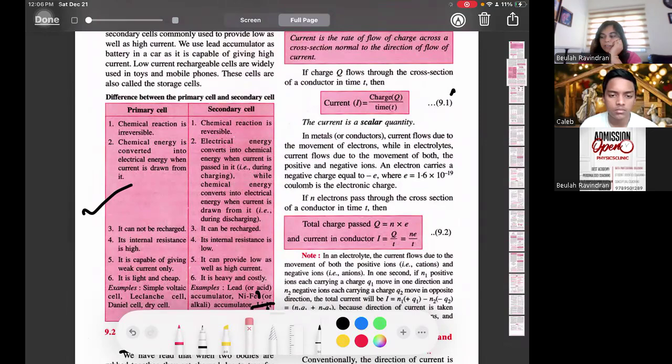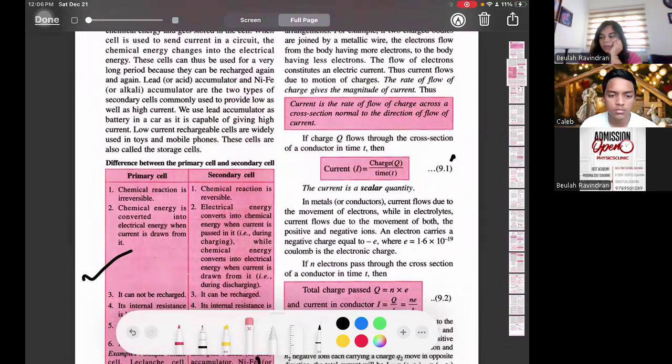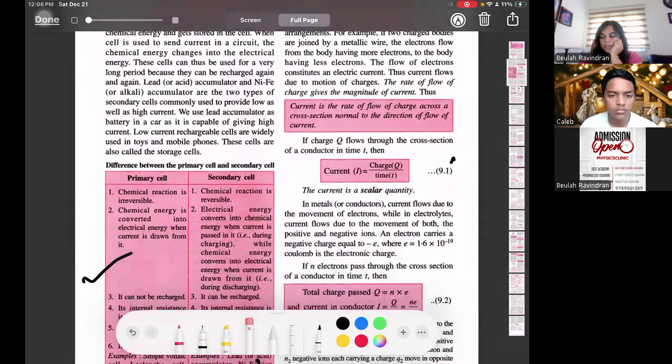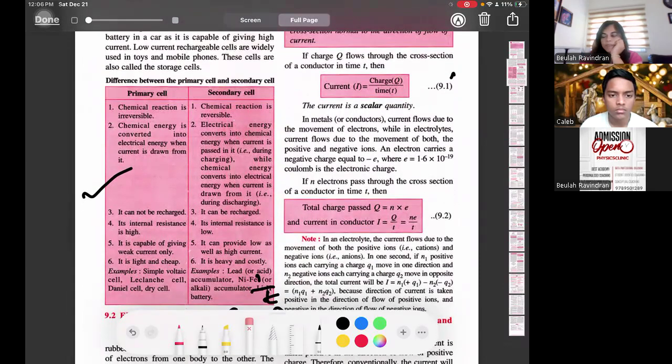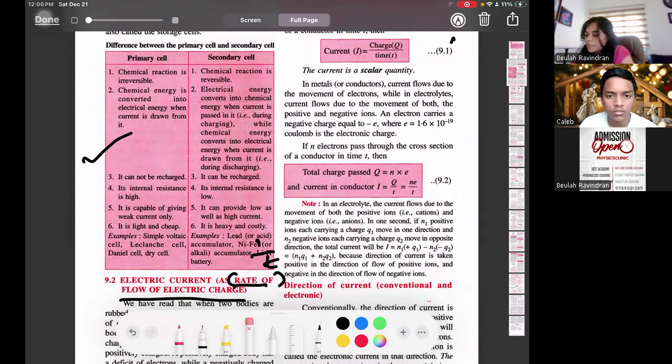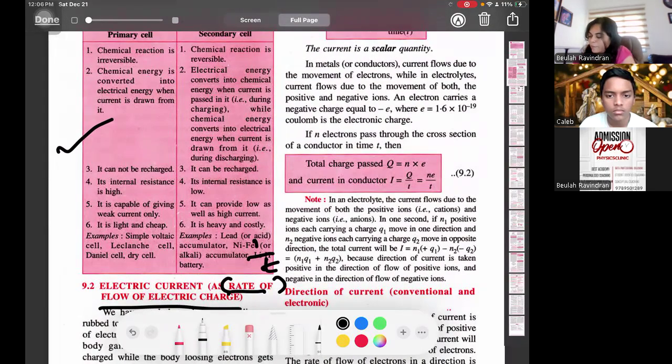But this current is a scalar quantity. It is not a vector quantity. Then what is the SI unit of current? We know. And you must understand this Q they are taking, right? This is a very important point. You'll be asked many questions based on that.